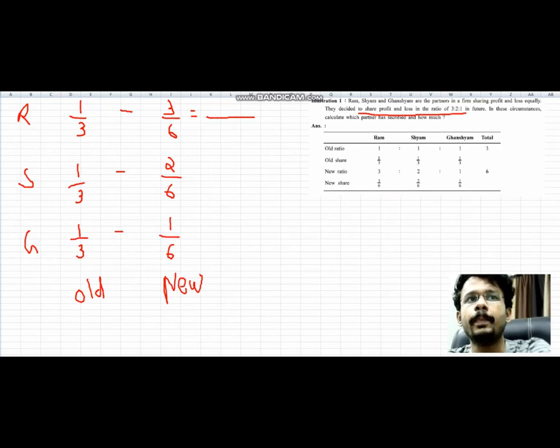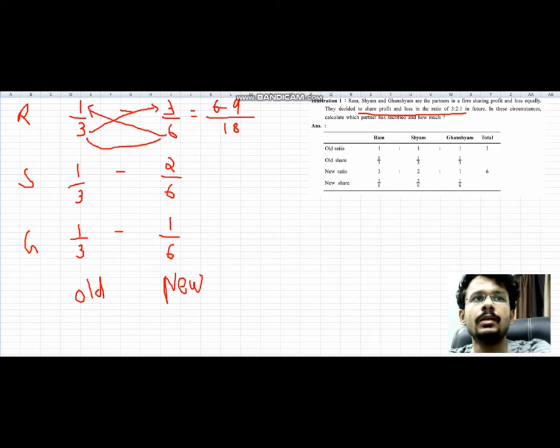6 into 1, that is 6, minus 3 into 3, that is 9, upon 6 into 3, that is 18. Again, 6 into 1 is 6, minus 3 into 2 is 6, divided by 6 into 3, which is 18. Similarly, 6 into 1 is 6, minus 3 into 1 is 3, divided by 6 into 3, which is 18. Now if you find the answer here, it will be minus 3 by 18.